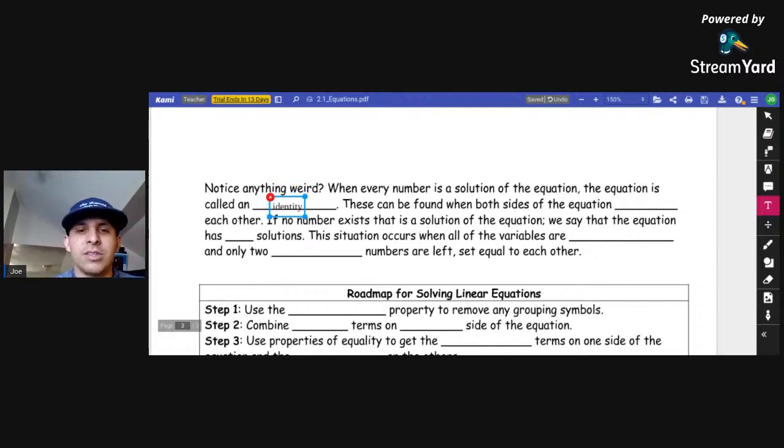Stay there. These can be found when both sides of the equation are equal. There you go.